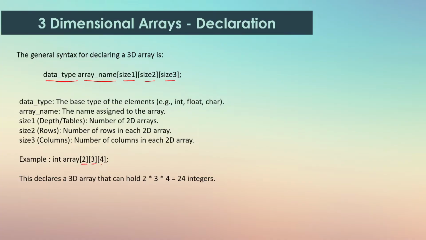Okay. Then how many elements can be stored in that 3-dimensional array? If I am declaring it as [2][3][4], that is 2 layers, 3 rows, 4 columns, then I can calculate the number of values that can be stored in the array as 2 times 3 times 4. Right. Now, how are we going to access the elements?